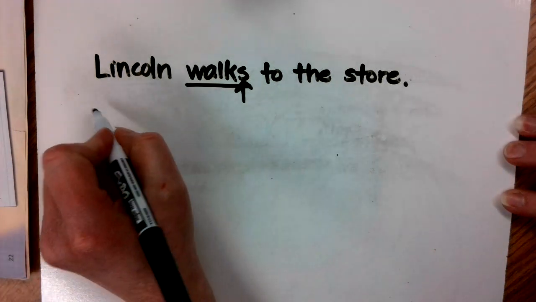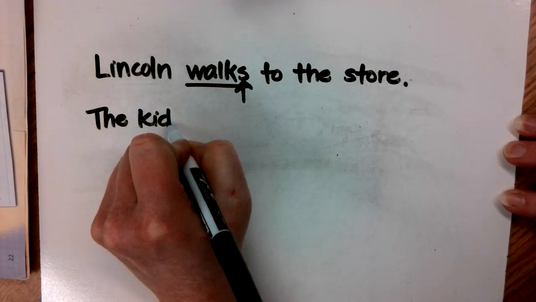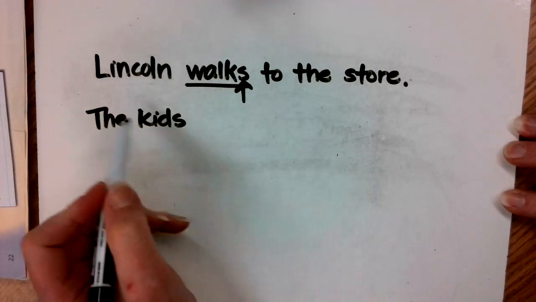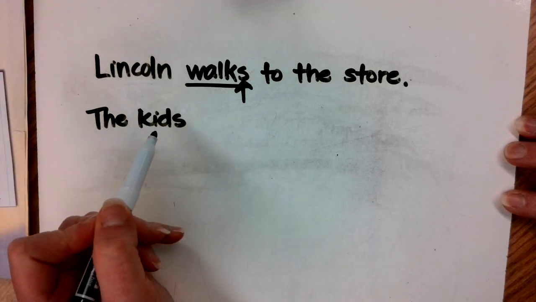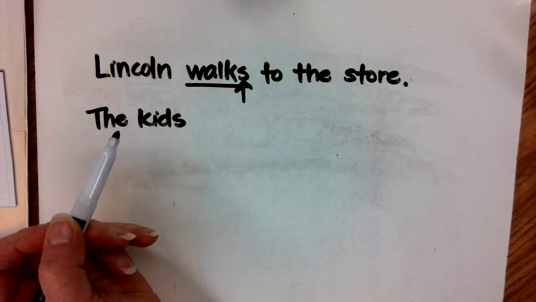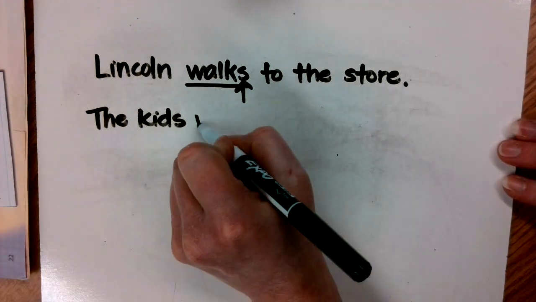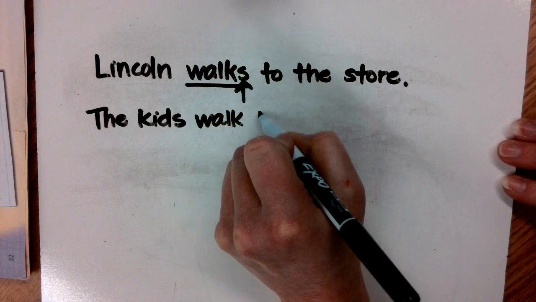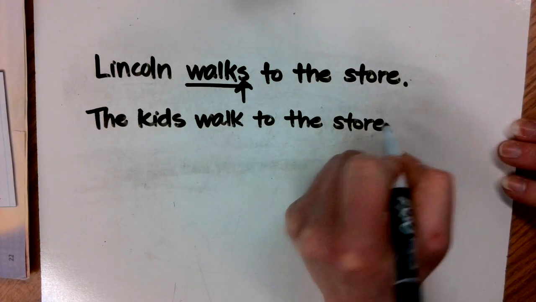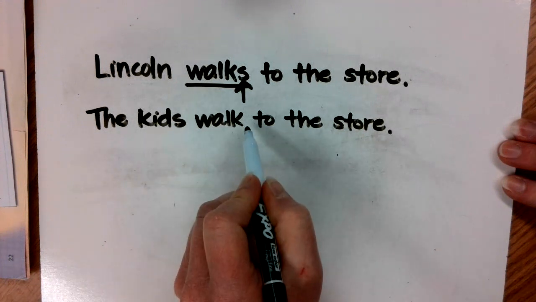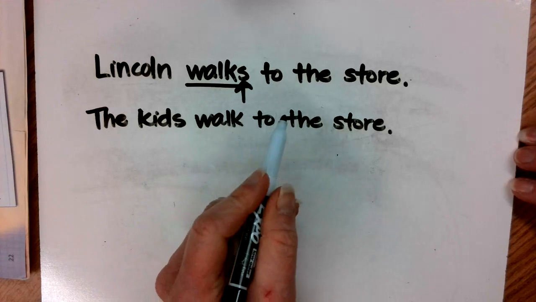Now, if I say the kids, okay, meaning we have more than one person, because Lincoln's just one person. But when we have the kids, that means we could have 2 kids up to 1 million kids. The kids, we're going to say walk to the store. Okay, we don't put an S on. We leave the ending alone. Okay, the kids walk to the store.